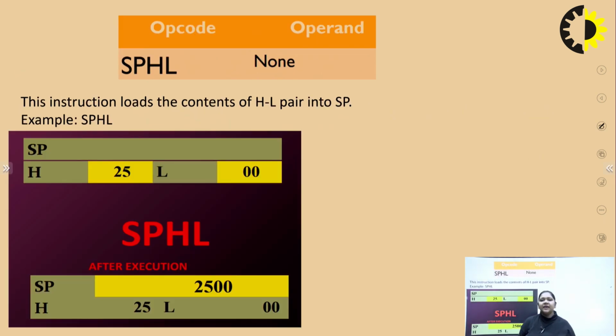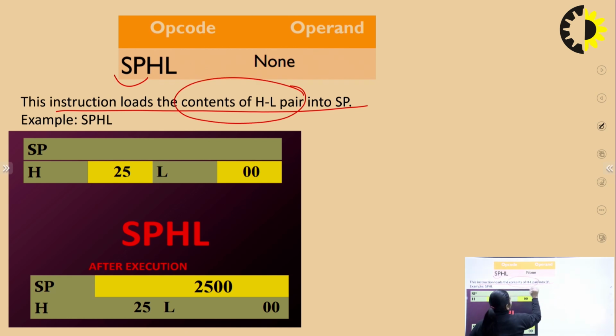Next is SPHL. Now here SP generally denotes the stack pointer. As we all know, the stack pointer in 8085 is of 16 bits and the HL register pair is also of 16 bits. Now what is going to happen? This instruction will load the contents of the HL pair into the stack pointer. So the content of the HL pair is given and this HL pair's content will be loaded in the stack pointer. For example, H is having 25, L is having 00. So after SPHL, the stack pointer will now become 2500H.